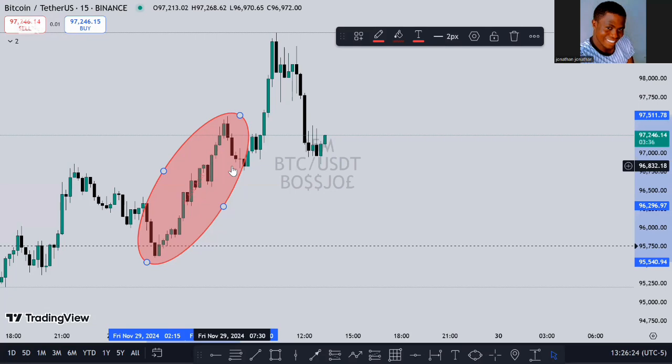So once I see that the price is pushing to the upside, the next thing I look for is what? Fair value gaps. Do you understand? So I hope you guys already know, I don't need to explain much.